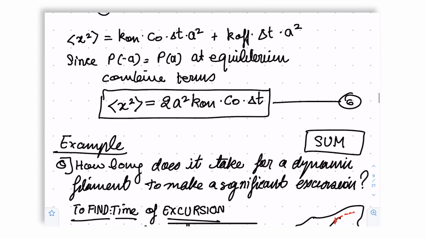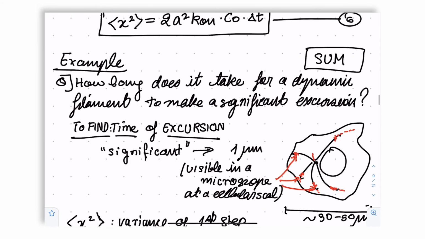So with this expression in hand, let us ask, how much time does it take for this kind of a dynamical excursion to happen? Remember, we wanted to know how much they fluctuate. So we want to find some kind of characteristic time. For this characteristic time, we have to define something practical. And so we asked the question, how much time does it take to make a significant change in length? Significant is a micron. Why? Because it's visible in the microscope, and at a cellular scale of a 30 to 50 micron cell, it makes some sense. It's important. One micron is a big deal.